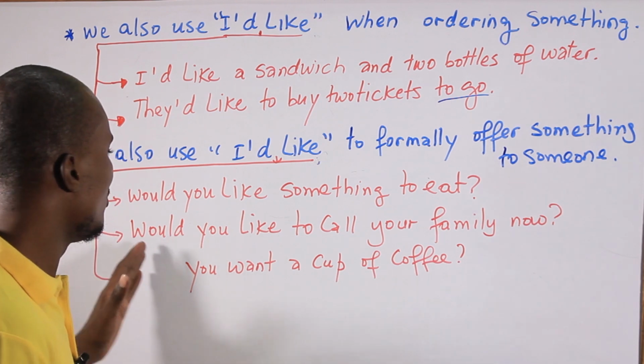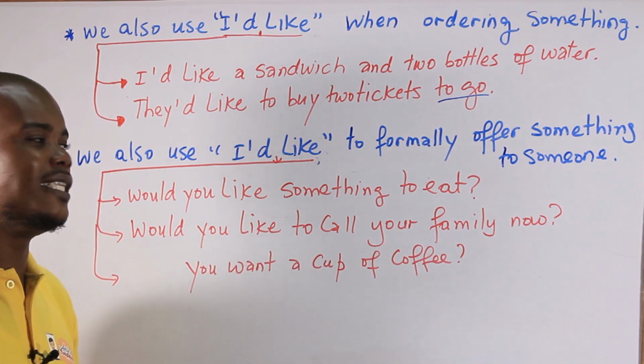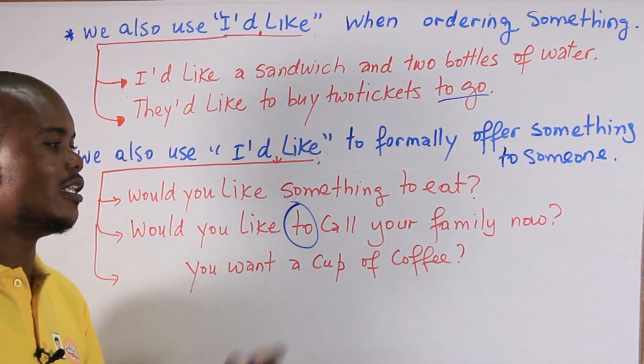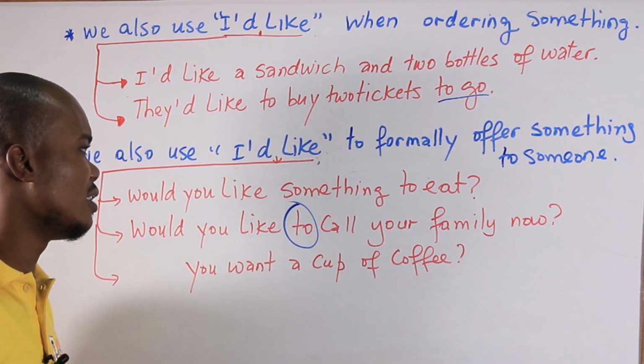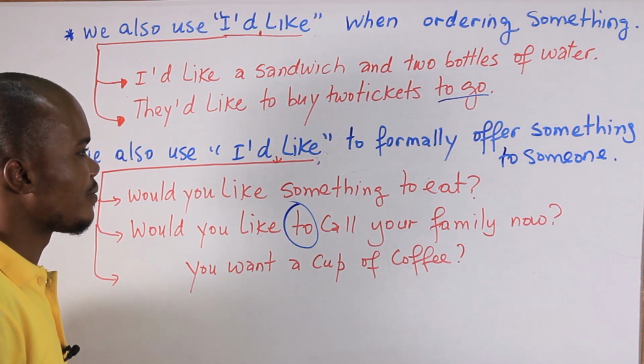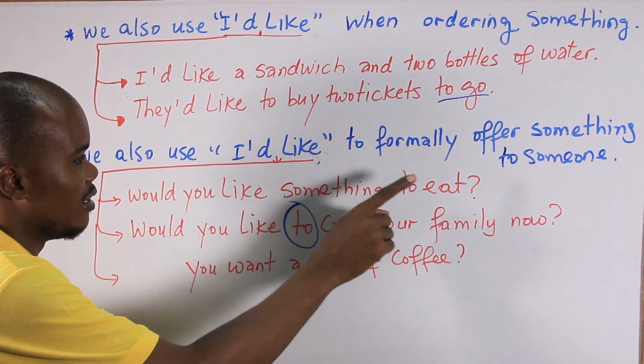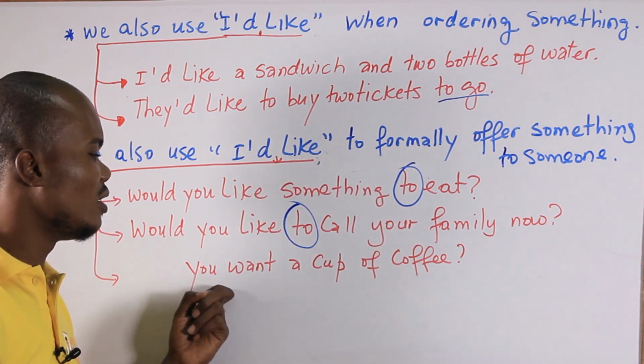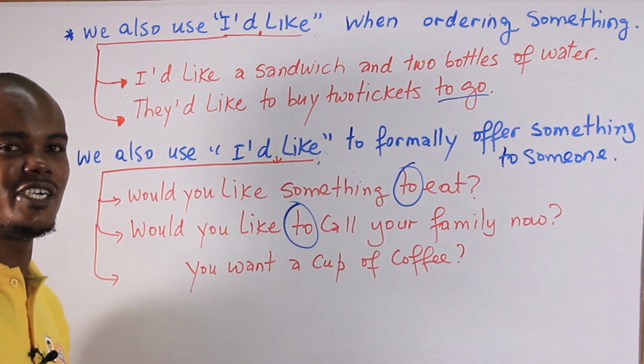So you can say, would you like to call your family now? Do not forget to use to after like when you have another verb or a second verb. The same here, something to eat. Good, same thing.